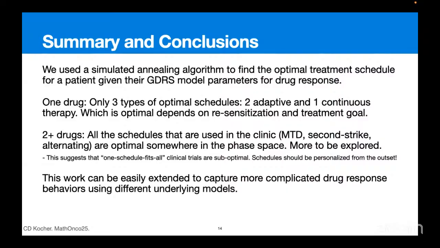So we have to explore this more, but up front that suggests that you need to do personalization very early, right? Because if you have different patients with different parameter values, they're going to lie in different spots on this parameter space, and so you could be on different sides of these phase boundaries in your phase diagram. And so we can extend this work, with all the fun models that everybody had today, to capture more complicated drug response parameters.